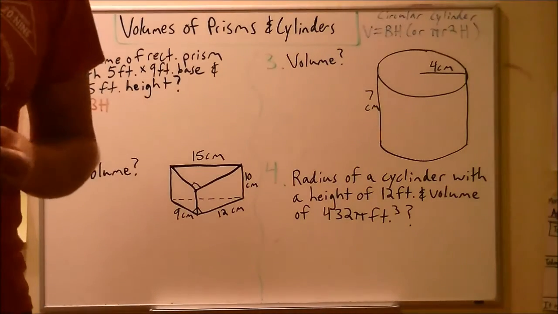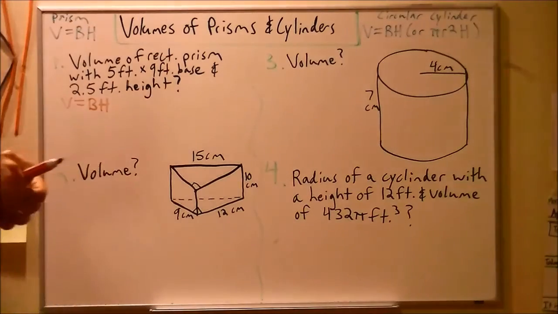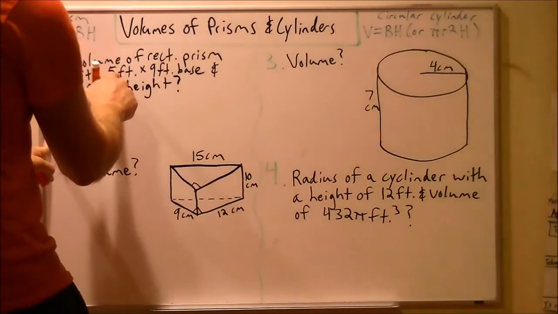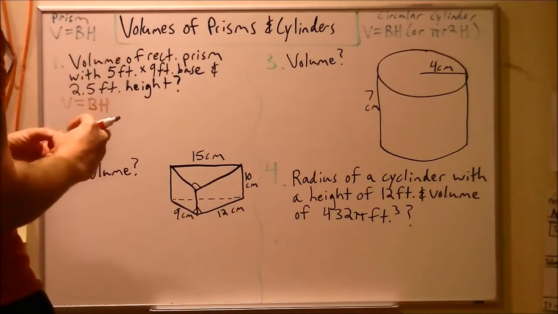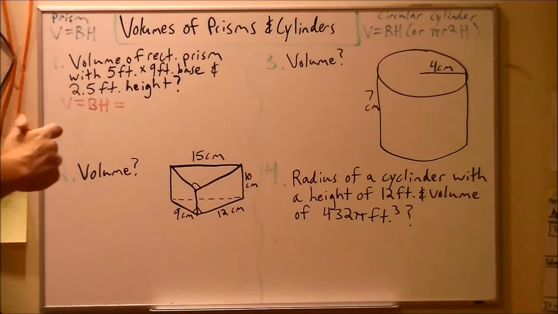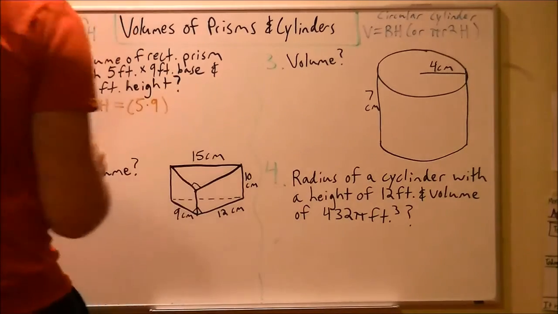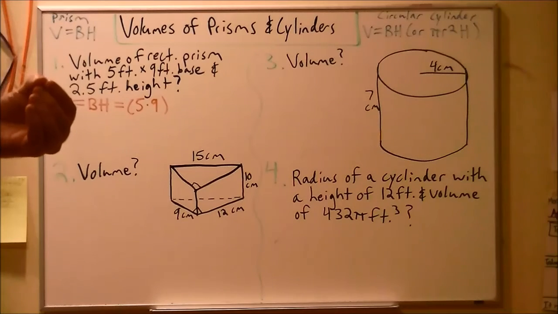Now remember, your base is the area. Okay, it's the area of the base. And since it's a rectangle, how do you find the area of a rectangle? The way that you do that is the width times the length, or if you prefer, length times the width. Okay? So for the base, what I'm going to put in is 5 times 9.